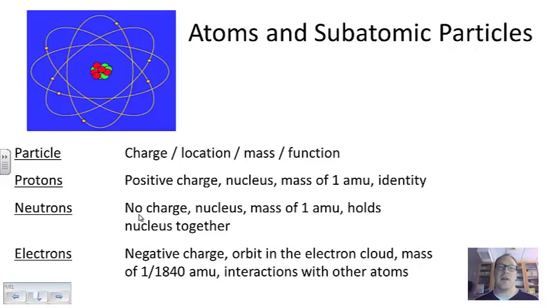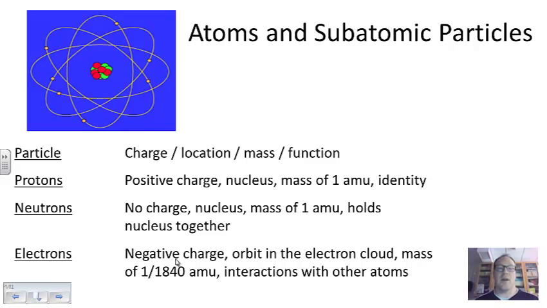Neutrons are subatomic particles that have no charge. They are also found, like the protons, in the nucleus. They also have a mass of one atomic mass unit. And their function seems to be to lend stability to the nucleus and hold the nucleus together. In some instances, if you don't have the right number of protons and neutrons combined, the nucleus seems to be unstable. And when you have atoms that have an unstable nucleus, that results in something called radioactivity, which is something we will study later on this year.